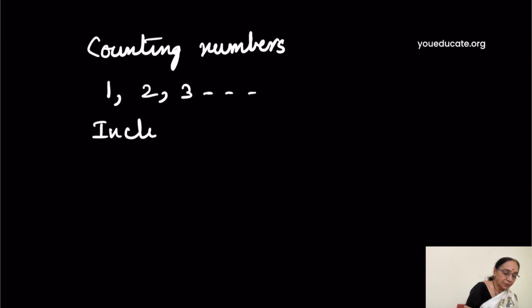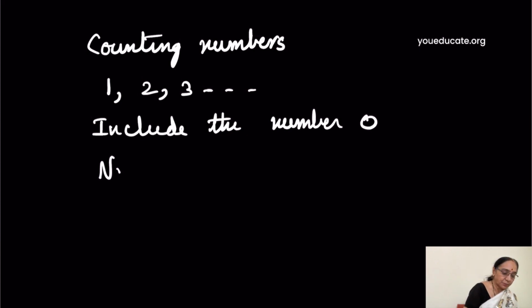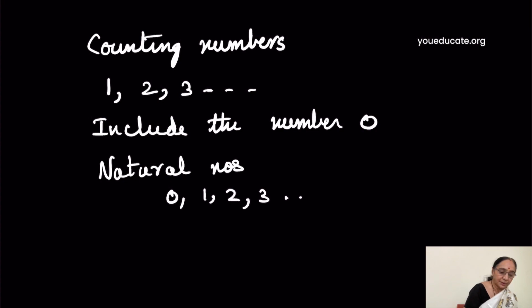Include the number 0 in this set and we get the set of natural numbers. So we can write the natural numbers as 0, 1, 2, 3, etc., and it is denoted with the capital letter N. We use this notation to represent this set.